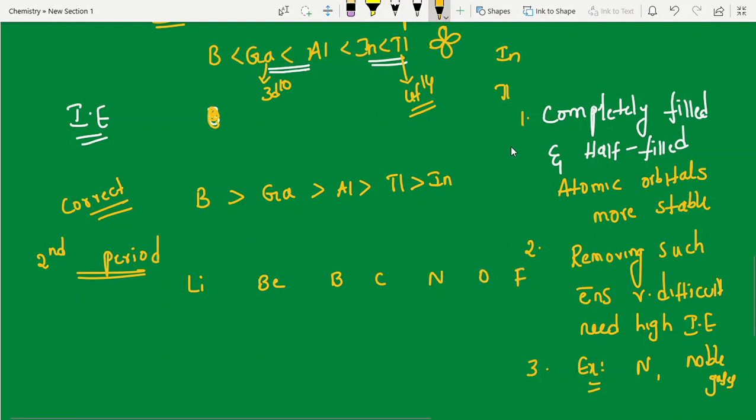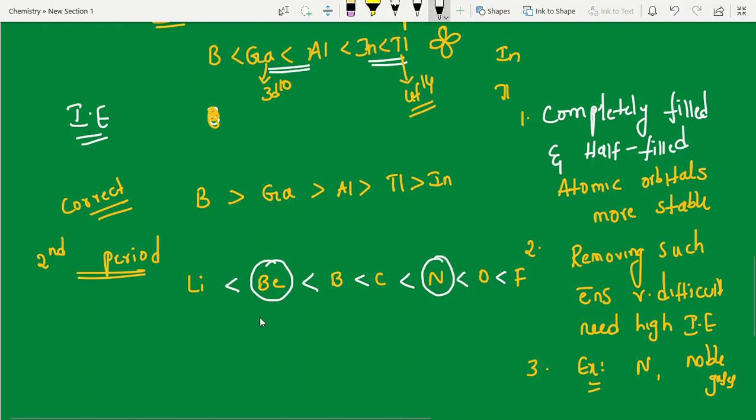If you take ionization energy, students, what is this ionization energy? As we move across the period, what happens to ionization energy? It increases, right? We expected it like this. But what happened? See, there is an exceptional case. Why? What is the reason?